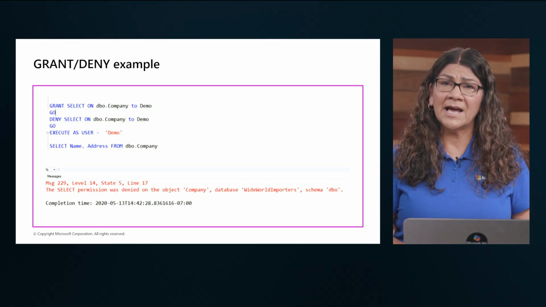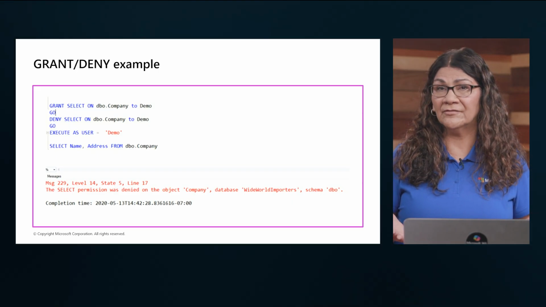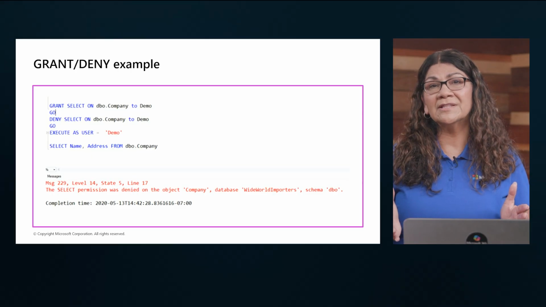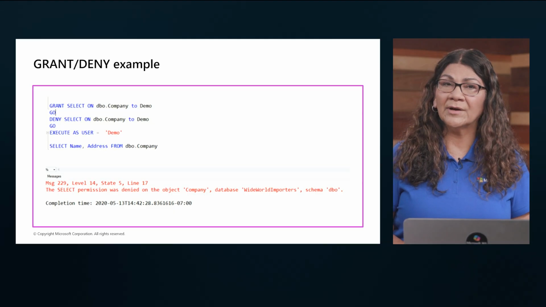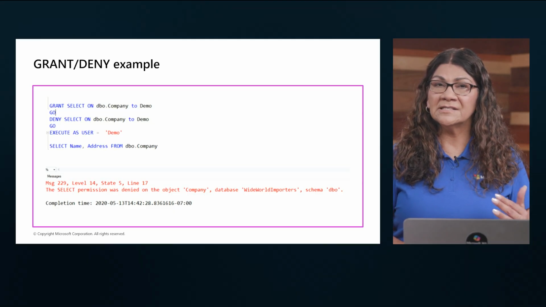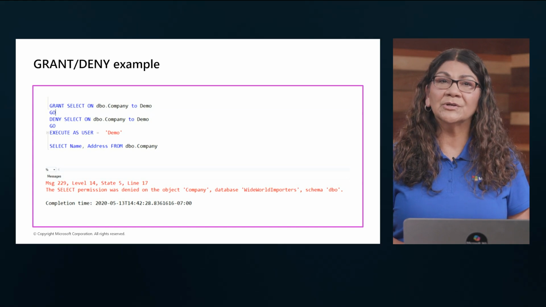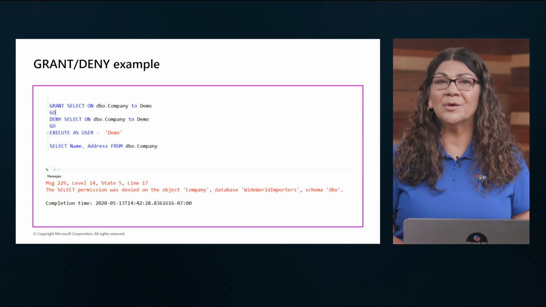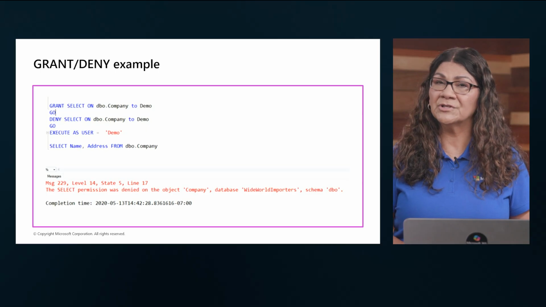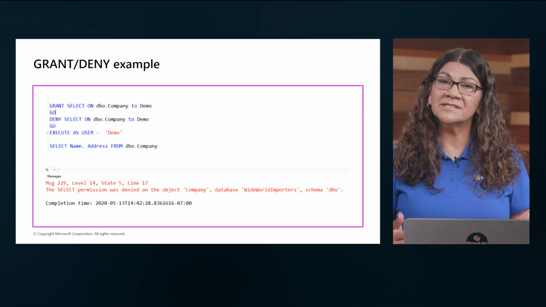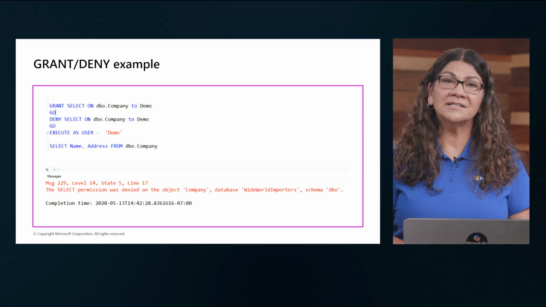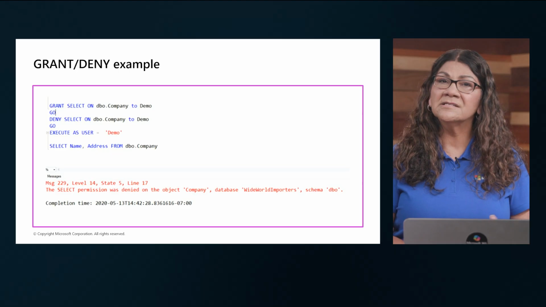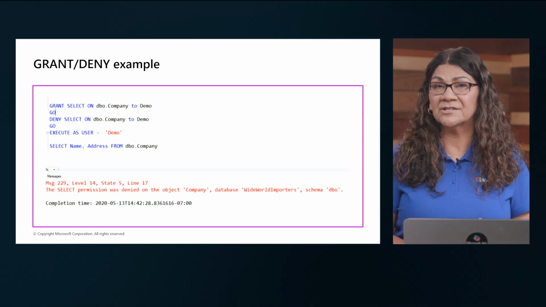Here we see a demo on how SQL Server handles permission conflicts, specifically showing that a deny statement overrides a grant. The example begins by granting the select permission on the dbo.company table to a user named demo, but then immediately denies that same permission. When the session impersonates the demo user using execute as user demo and attempts to run a select query, SQL Server returns an error message indicating that the select permission was denied.